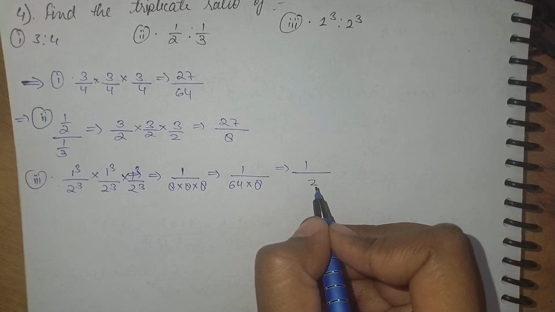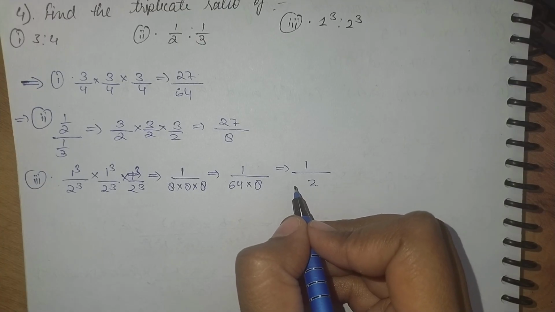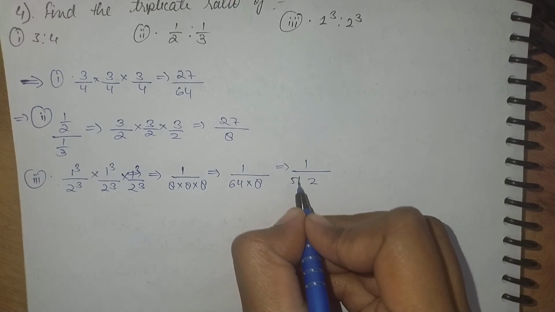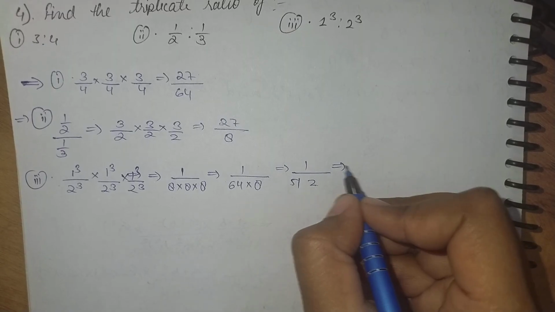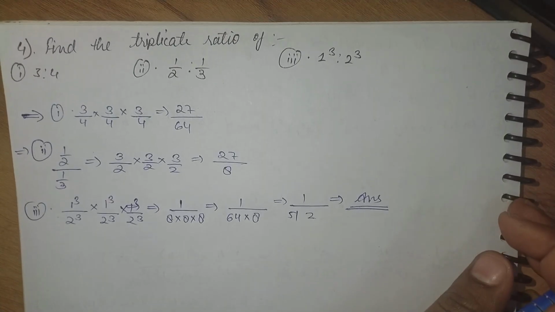So 8 into 6 will be 48, and 48 plus 3, so this will become 51. So 1 ratio 512 is the triplicate ratio of question number 4, third part. And this is the final solution of question number 4.